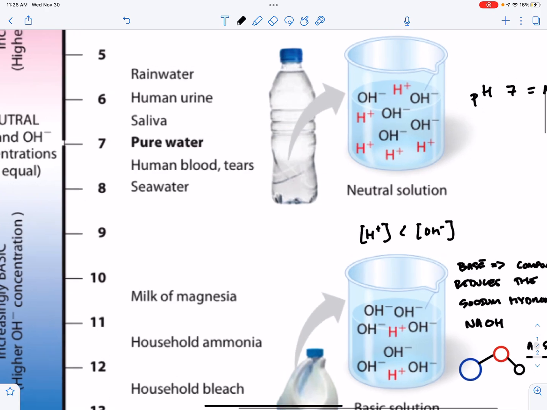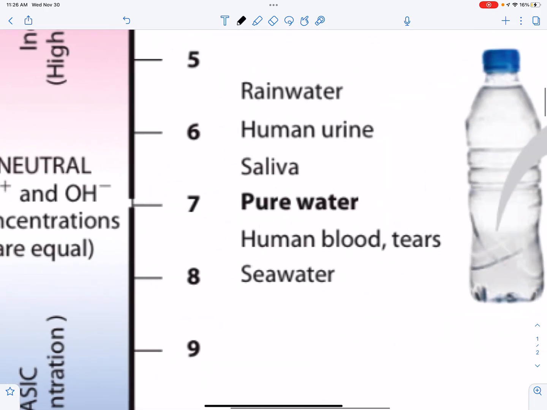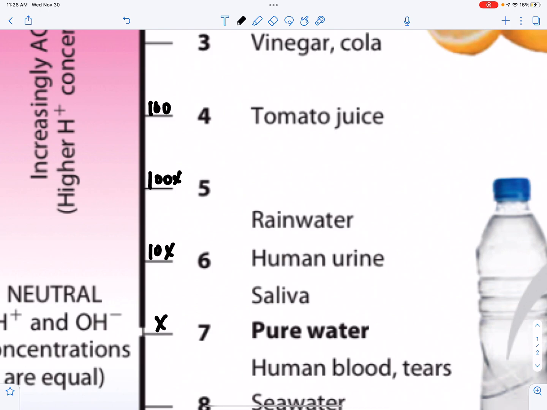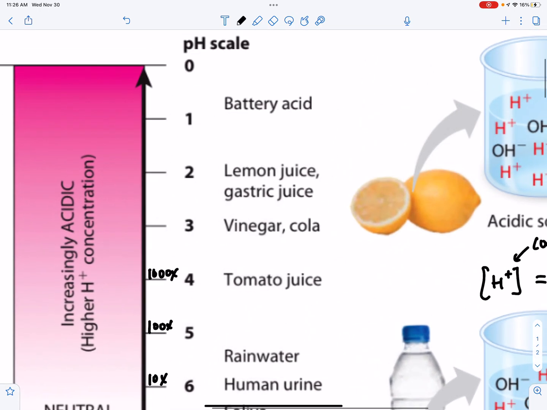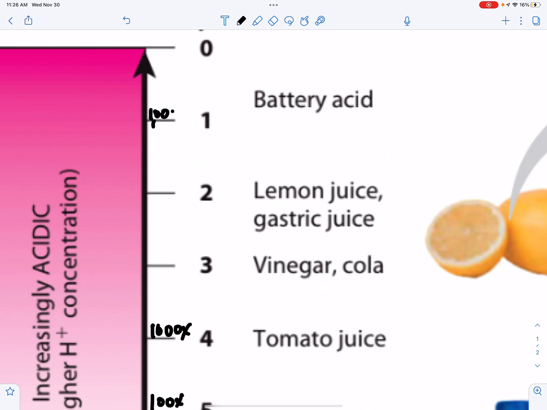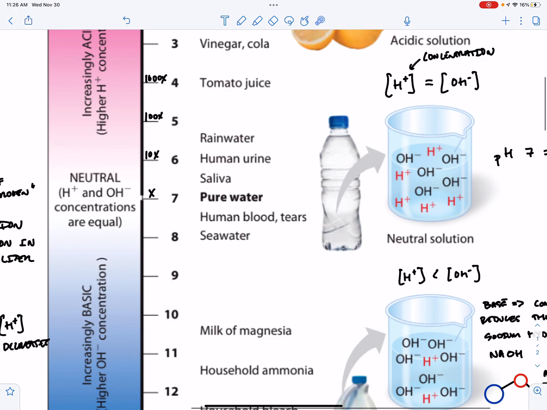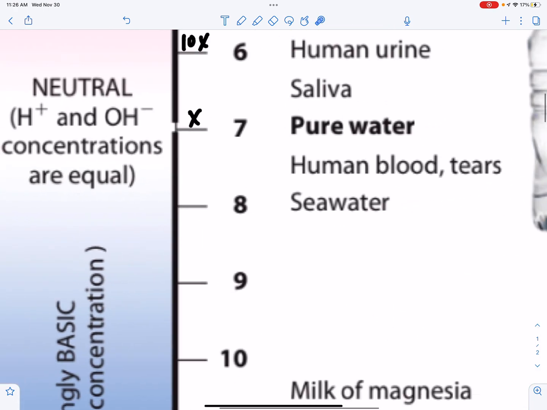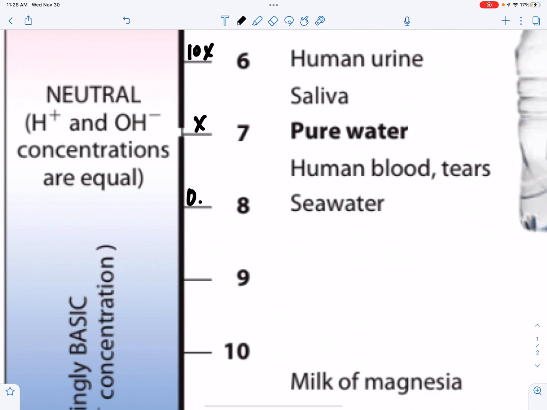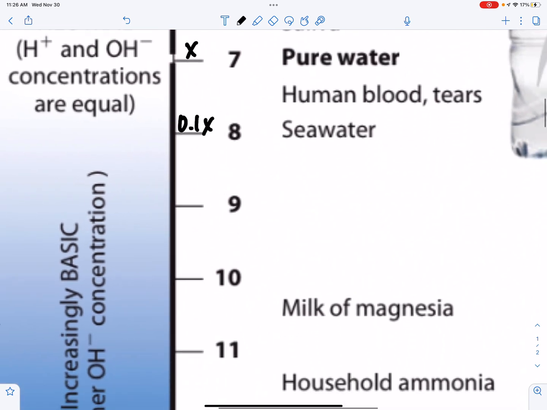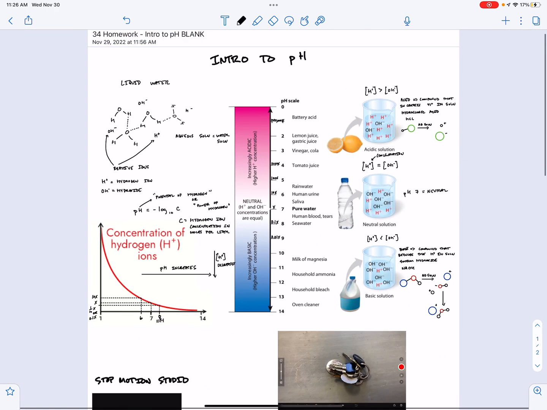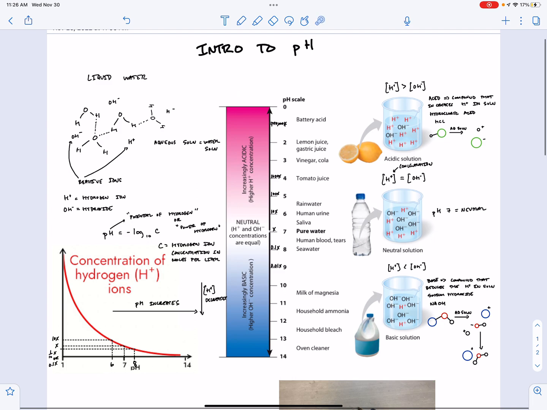So looking back over here at our scale of our pH, again, if we say that this is equal to x, this would be 10x, this would be 100x, this would be 1000x, and so on and so forth. A pH of 1 would be 1 million times more hydrogen in solution than a pH of 7. And then going in the opposite direction, this would be 0.1 x, this would be 0.01 x, and so on and so forth. Okay, so that is the pH.